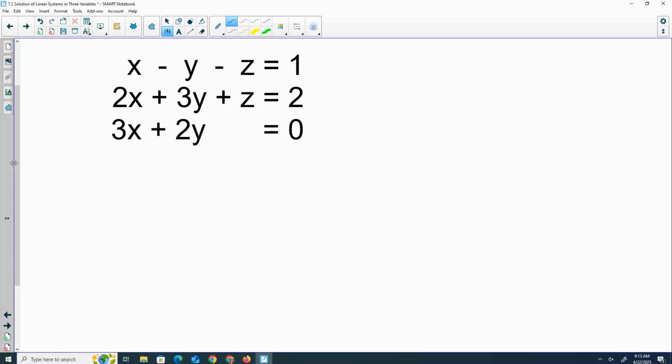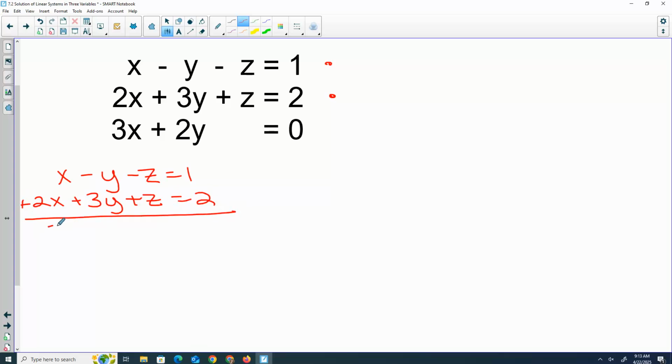What variable do you think would be easiest to get rid of this time? Z. The third equation doesn't even have a z, so it's going to be a little bit easier than the other two problems. So what you need to do to start is take the first and second and eliminate z. Do we have to do anything special in order to eliminate? No, we're just going to add them together. So 3x plus 2y equals 3.